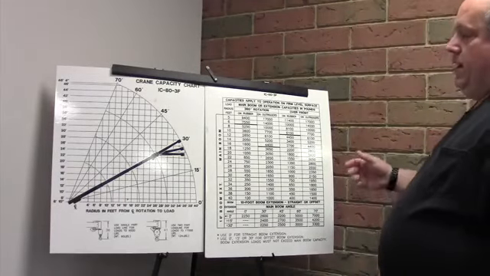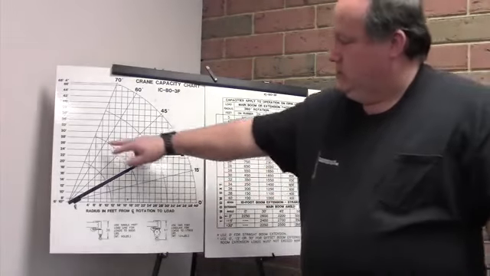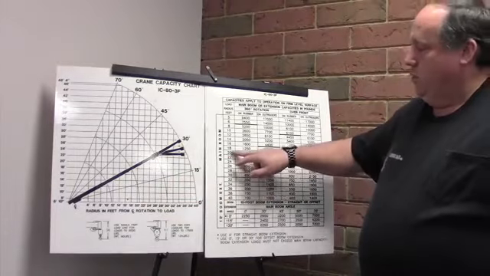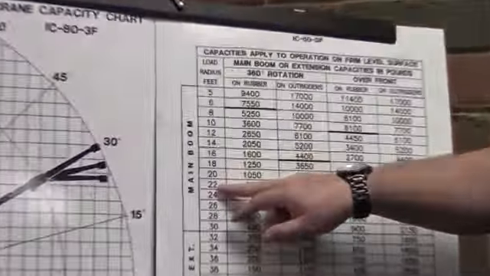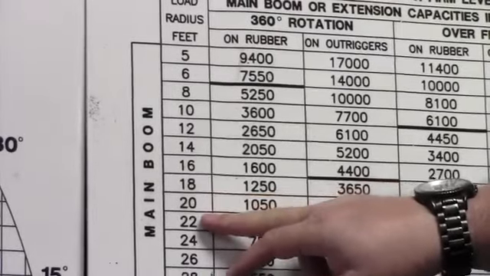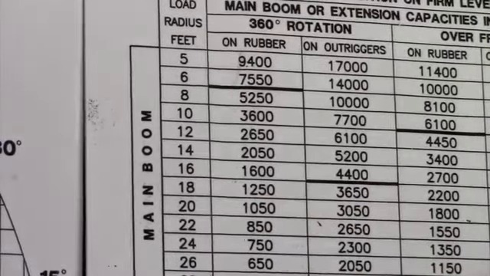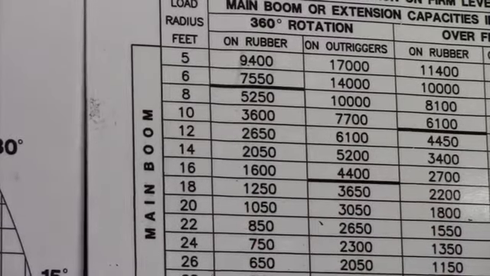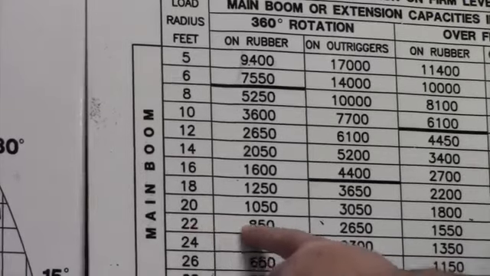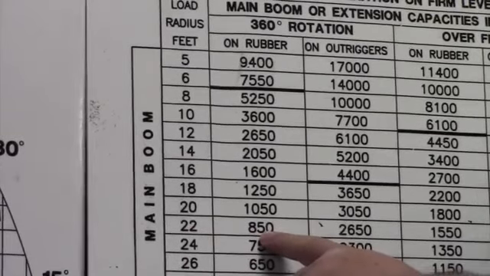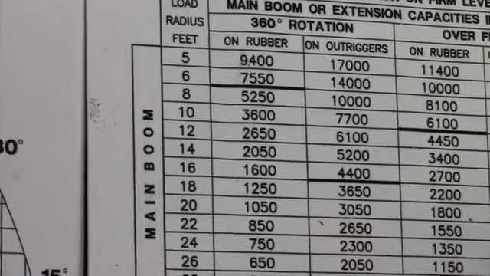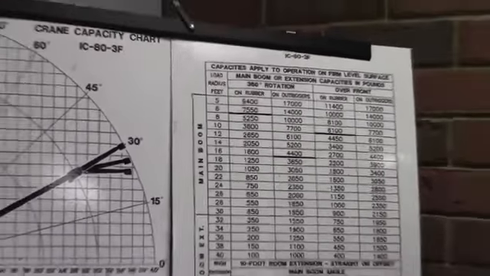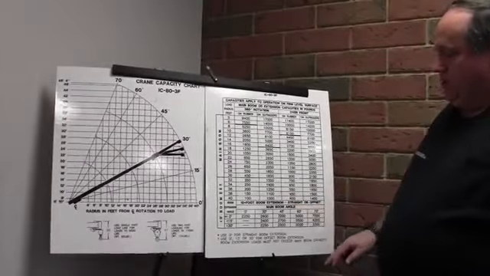And so once you've calculated that radius, 26 feet, if you only had one boom section out instead of two extended, you would be at 21 feet. And here, if I'm at 21 feet, there is no 21-foot space upon the load chart. You have 20 and 22. So whenever your radius falls in between two spaces on the load chart, you always go to the next higher one. For a 21-foot radius, I would use a 22-foot rating. And so on rubber, I would have a capacity of 850 pounds, and on outriggers, I would have a capacity of 2,650 pounds.